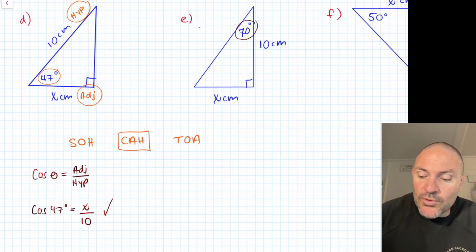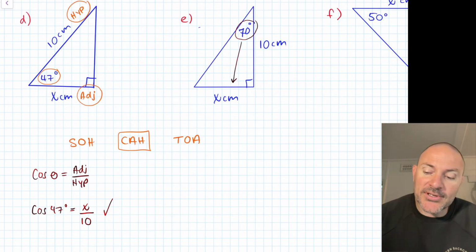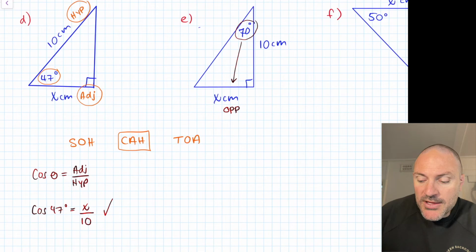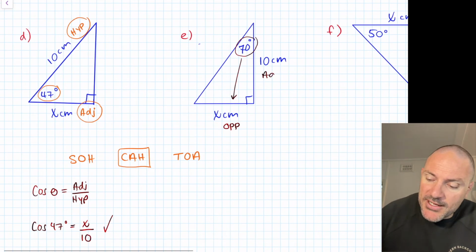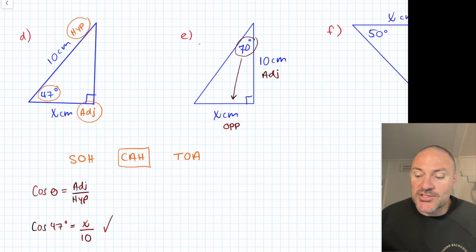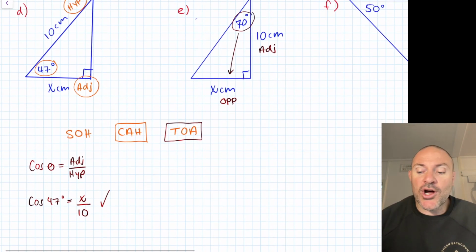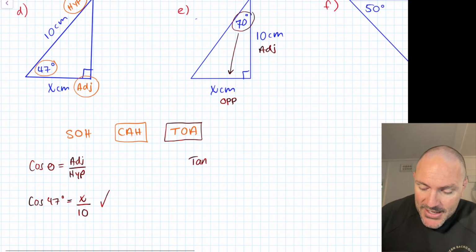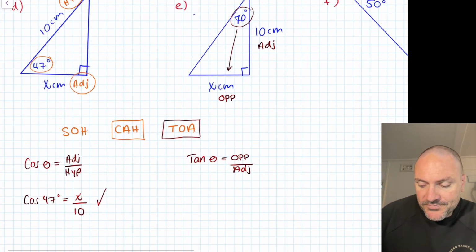There's my angle. Ooh, it's up the top this time. So what is the X called in comparison? Well, it's called the opposite side. And what about the 10? Well, it's not the hypotenuse, so it must be the adjacent side. Can you remember out of these three rules which uses opposite and adjacent? Well, there you go. It's that last one, TOA. So let's write it down. Tan theta equals opposite over adjacent.